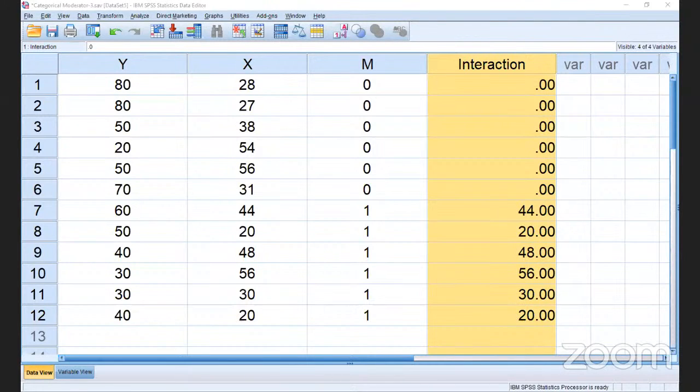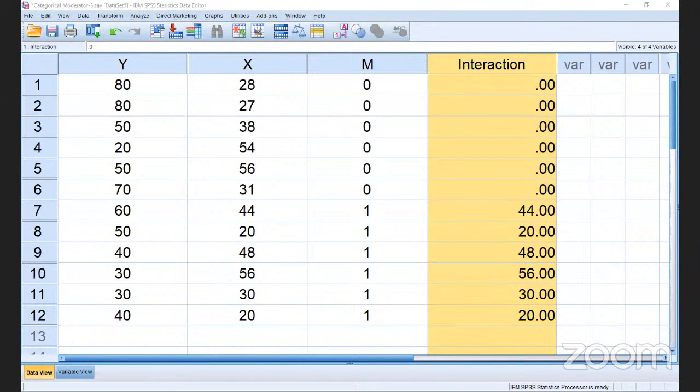Sir, can we calculate interaction effect only for categorical variables, or can we conduct it for both? So we can check interaction effect for categorical and continuous, both scales, okay.